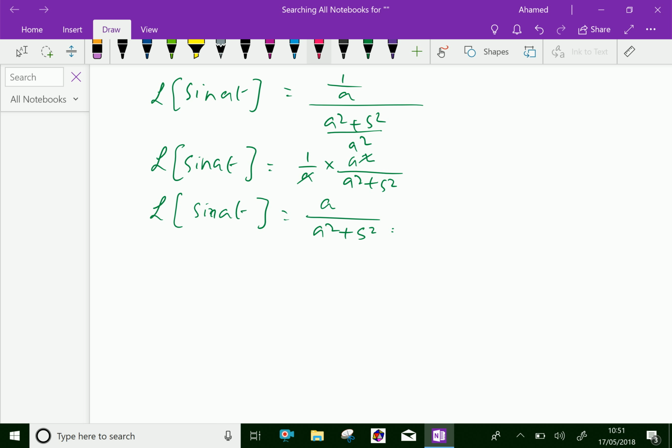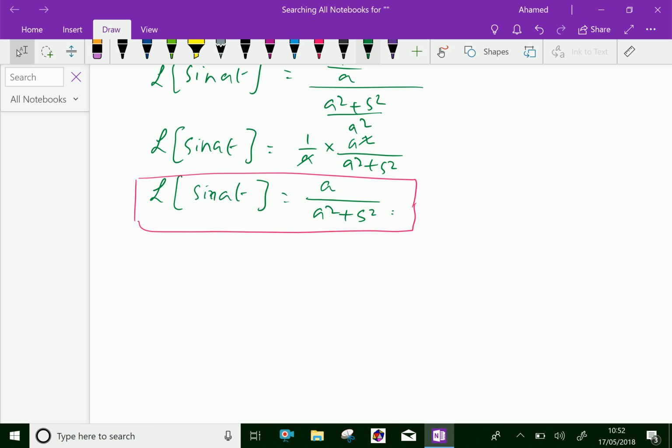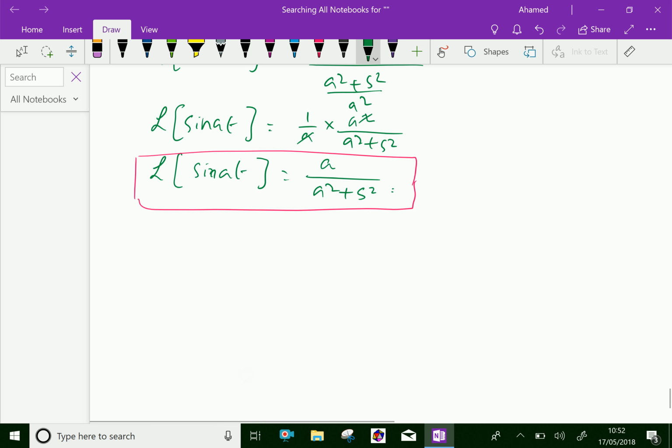This is our final answer of Laplace transform of sine at equal a over s square plus a square. Now this we can write in order, Laplace of sine at equal a over s square plus a square.